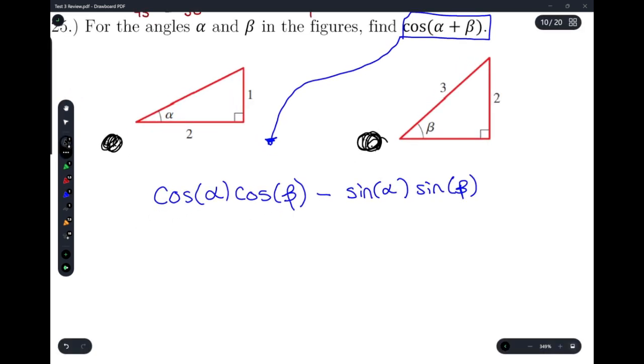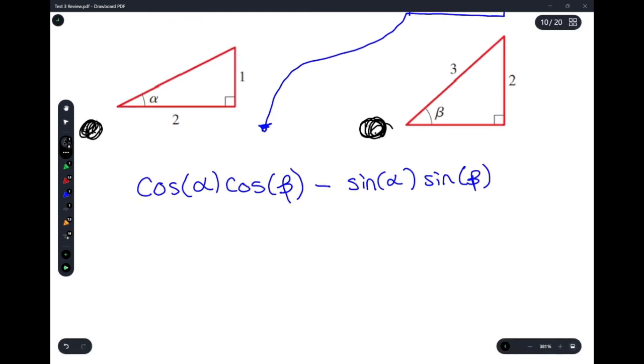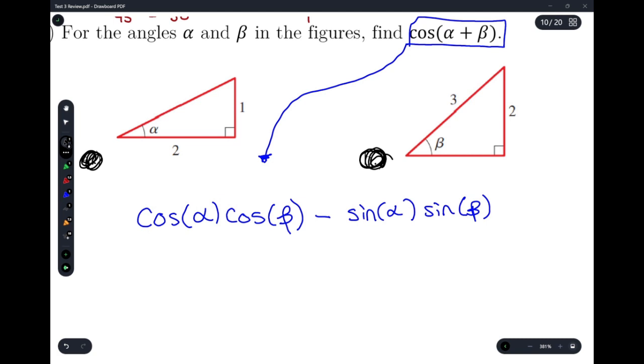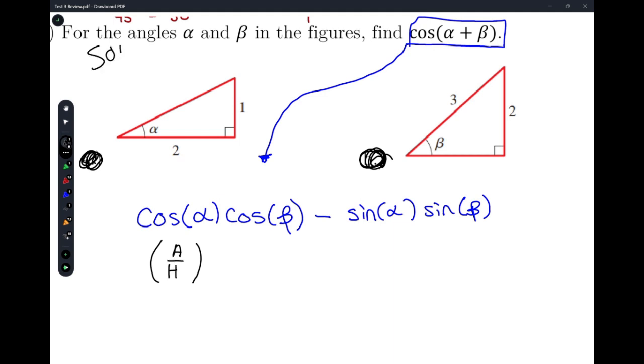Now we need to know what the cosine of alpha is. They didn't even give us alpha. How could we know the cosine of it? Cosine stands for adjacent over hypotenuse. Remember, it's SOH CAH TOA.